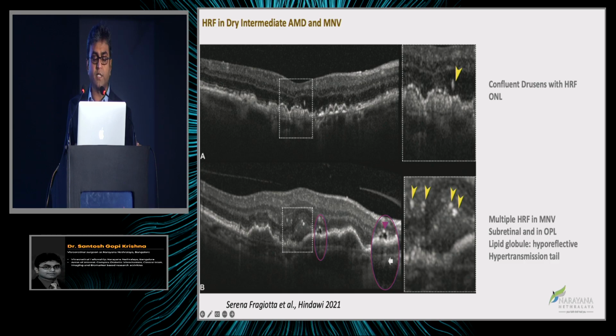So HRFs in dry, intermediate AMD and MNVs: this is how it looks in the ONL, but when you look at a CNVM case, there are multiple HRFs in MNV, and even they migrate anteriorly. You could see the lipid globule, which is hyperreflective. It even has a hypertransmission tail.